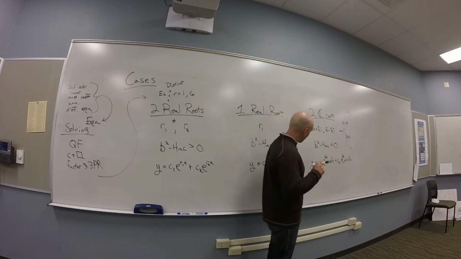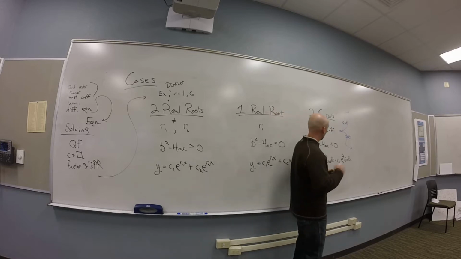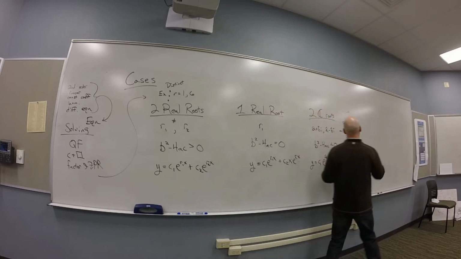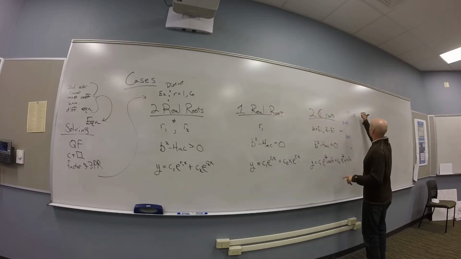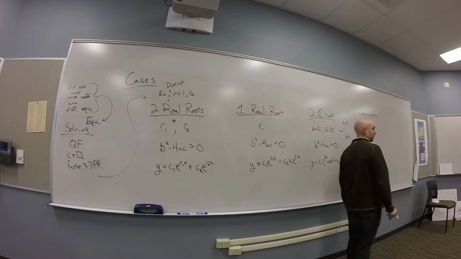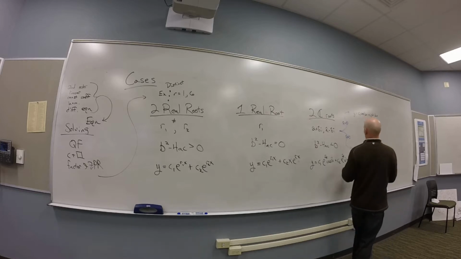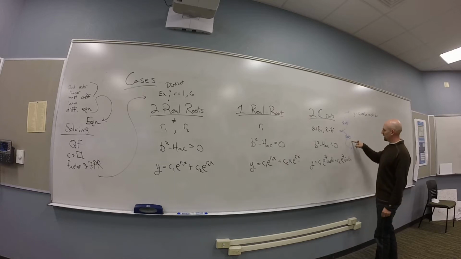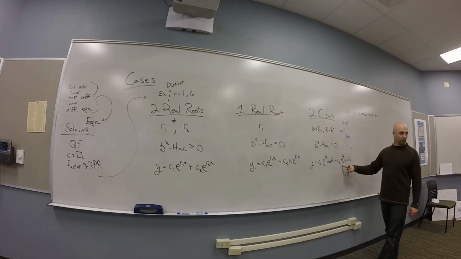What if the a part is 0? Then y is C1 cosine bx plus C2 sine bx. Okay. And if a isn't 0, then you're in this case, right?